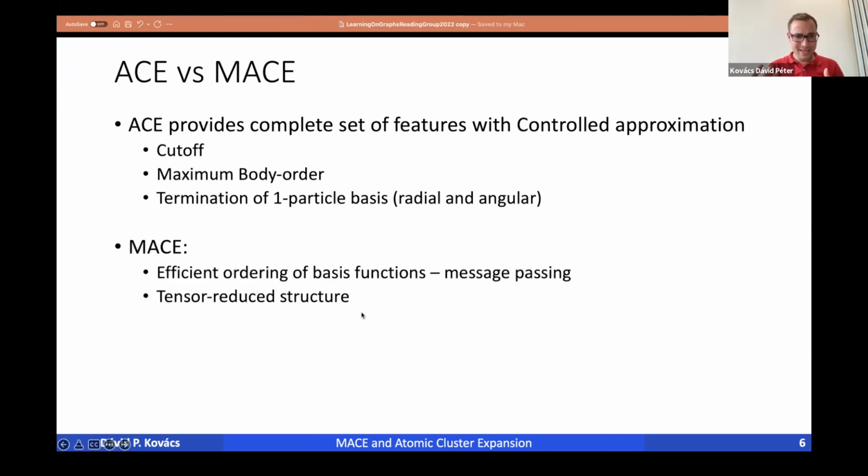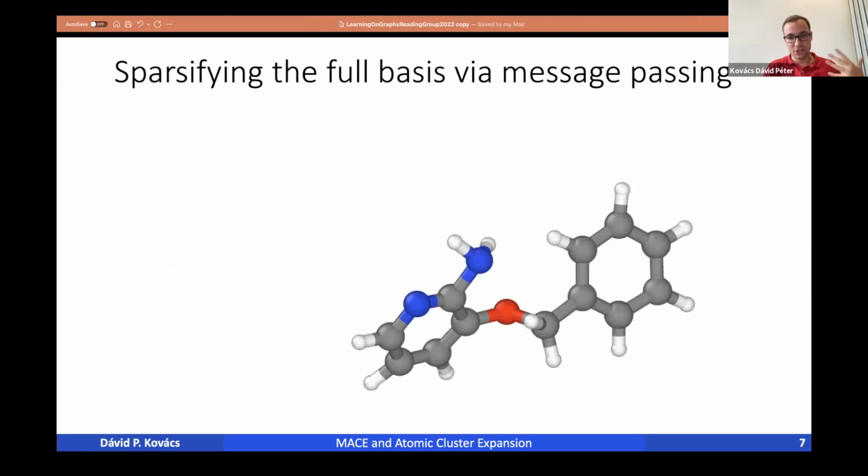And basically you can think about MACE as an efficient reordering of these basis functions. MACE manages to pick out of this complete set the ones that are the most relevant. And it has this tensor reduced structure, which increases its efficiency. So I will just very briefly show what I mean. It's two more slides. Sparsifying the full basis via message passing.